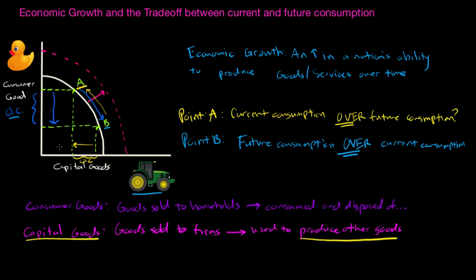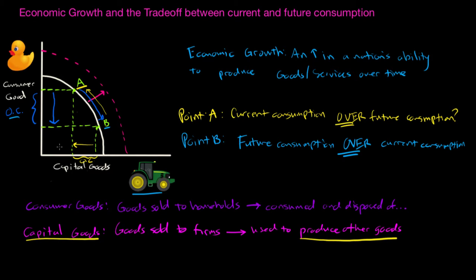Consumer goods are fun to consume. They're fun to enjoy. We love playing with our toys, but ultimately they get consumed and thrown away. Capital goods aren't quickly disposed of. They instead are used in factories, they're used in the fields, they're used in the mines, they're used in all the different ways that we produce goods and services that society benefits from. By allocating more resources towards capital goods today, a country would be choosing future consumption over current consumption.